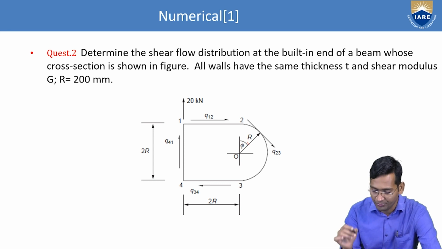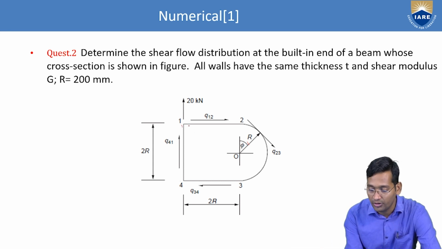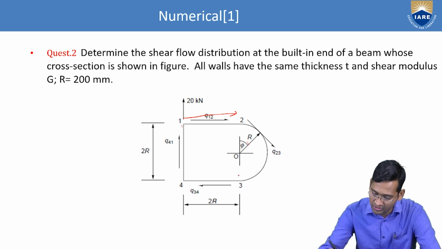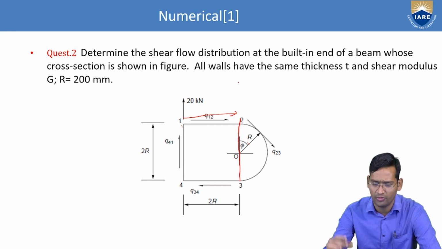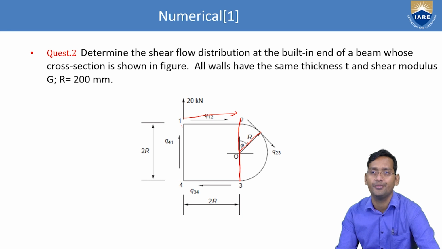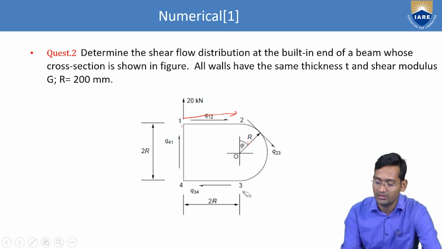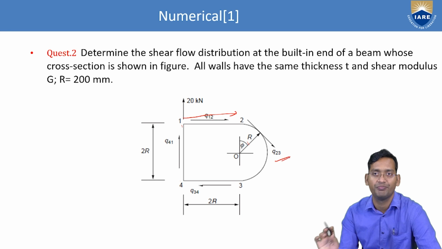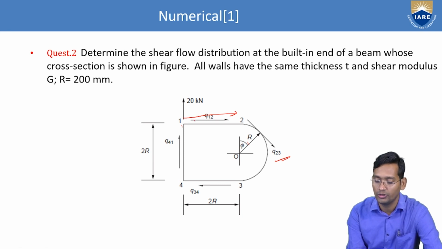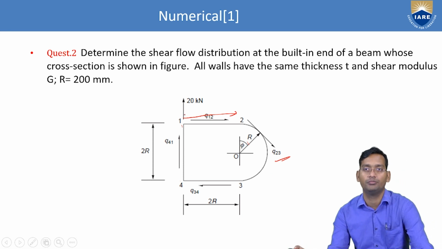So just see the question. Here it's given that from here to here it's 2R, and from here up to this is also 2R. So this also, from here to here, is 2R, and this is 2R. That is only the diameter of the semi-circle, meaning the radius will be R, and that is given here. And here the angle is given as theta, where Q23 is acting. So this is Q23, this is Q34, this is Q12. Now we are going clockwise: Q12, Q23, Q34, Q41.